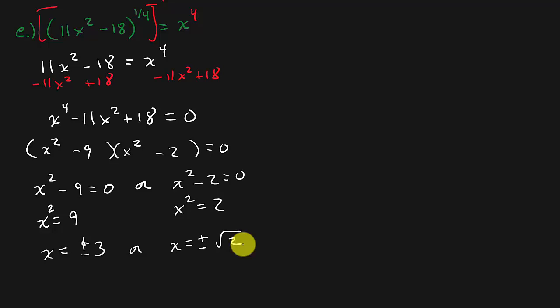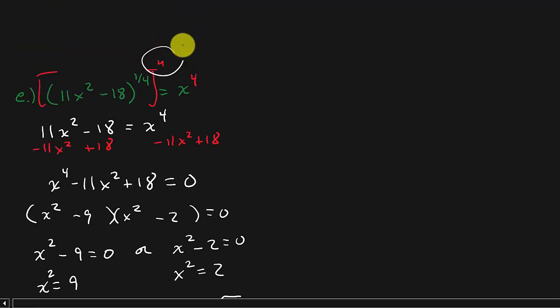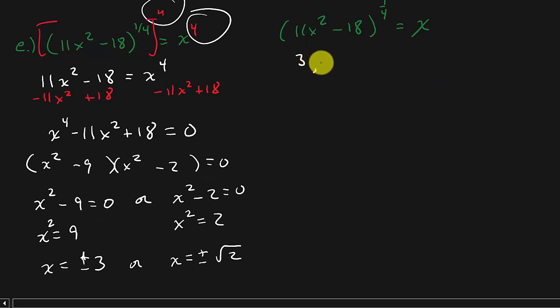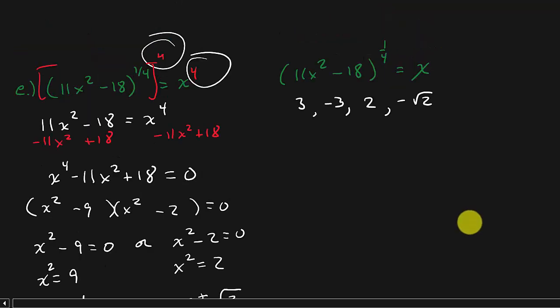Now, are we done? That's the big question. And the answer is no. And why are we not done? Because we raised both sides to an even power. So I've got to take the original equation, right? And I've got to check my solutions. So the solutions that I have to check are 3, -3, square root of 2, and negative square root of 2.